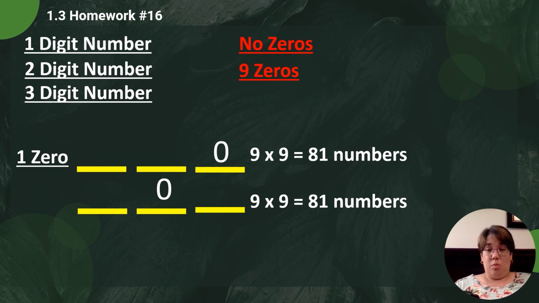So what I'm going to do is come up here and start a summary of all of these numbers. All right? So for my 3-digit numbers with 1 zero, I have 2 times 81 numbers. Okay, so 81 times 2.